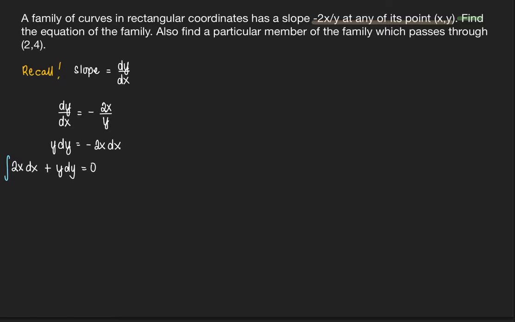So we now integrate to find the family. That's x squared plus 1 half y squared equals c sub 1. And multiplying both sides of the equation by 2, we get 2x squared plus y squared equals c, where c is equal to twice c sub 1. So that is now our general solution. That's the equation of the family.